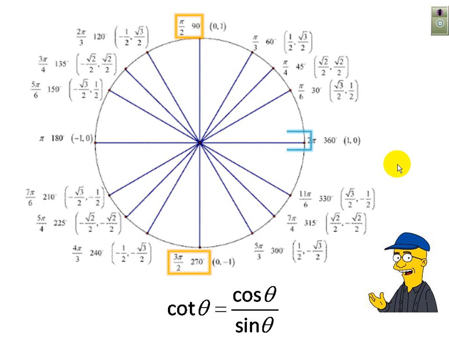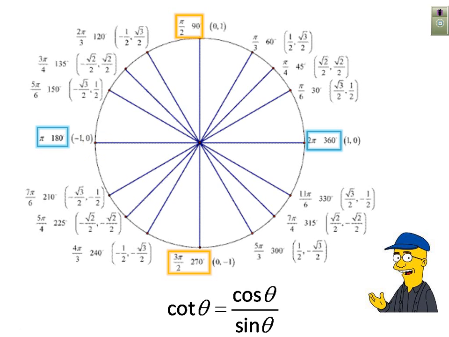Now another thing we want to observe is at 0, pi, and 2 pi, in those places sine is equal to 0. Now that's significant because cotangent is cosine over sine, and if sine is 0, cotangent is undefined at that point. So we see here that cotangent is going to be undefined at any multiple of pi. 0, pi, 2 pi, 3 pi. You can see any coterminal angle to 0, 2 pi, or pi will give us something that's undefined.